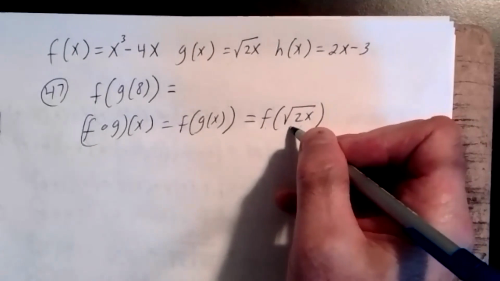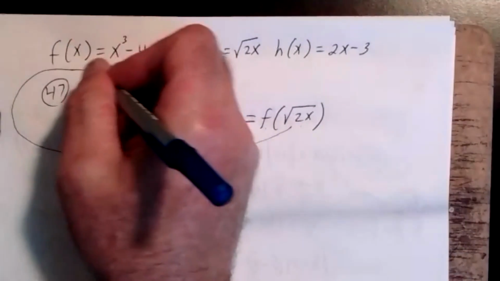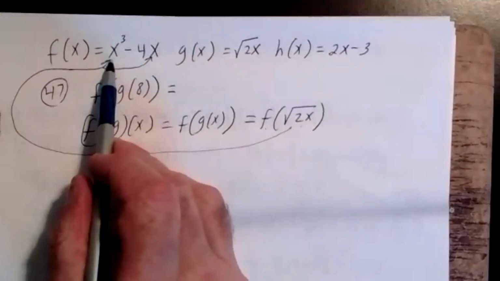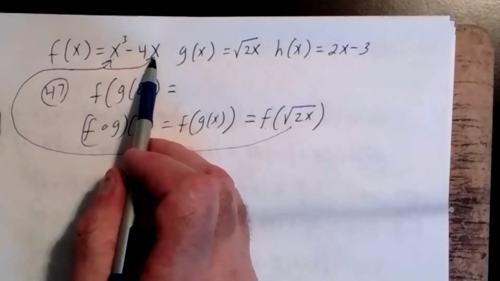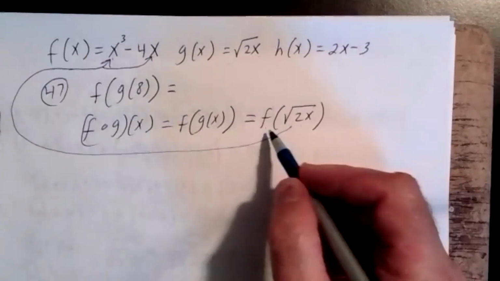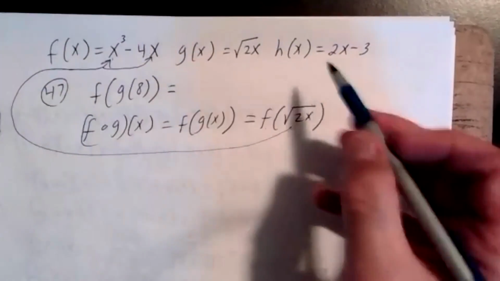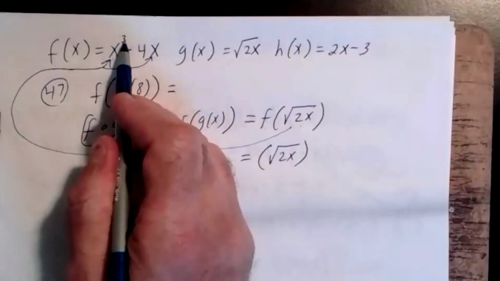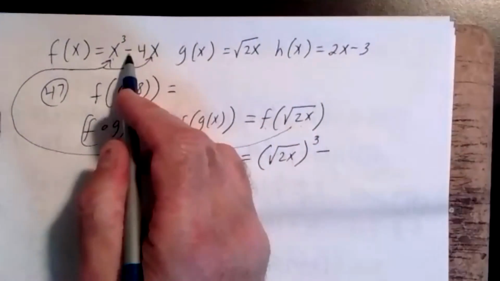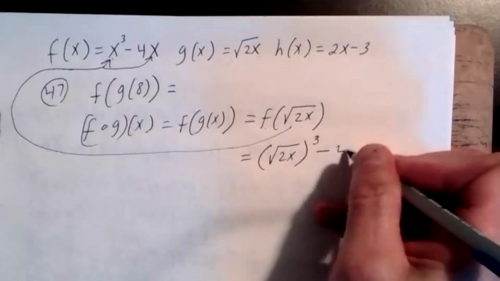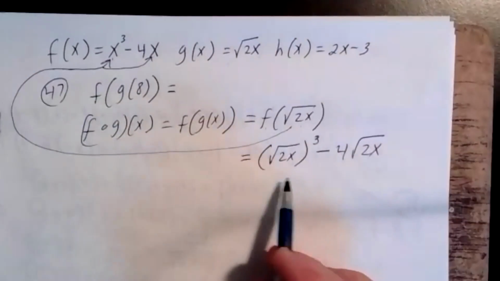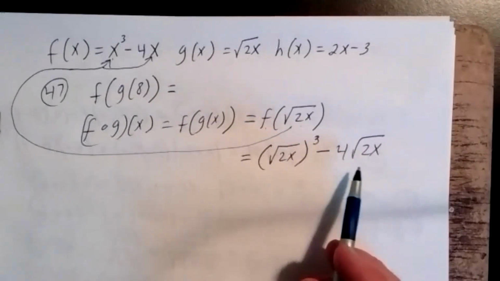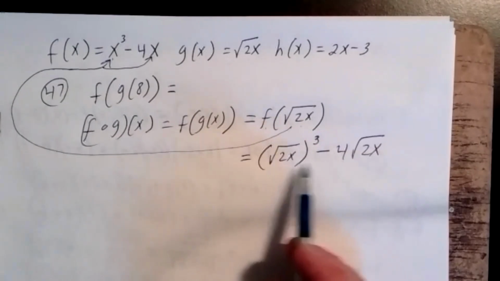So we take this square root of 2x, and wherever we see x in the definition for function f, we replace it with the square root of 2x. Square root of 2x goes in here, and the square root of 2x goes in here. So f evaluated at the square root of 2x is going to be equal to the square root of 2x cubed minus 4 times the square root of 2x. That's your brand new function called f composed with g of x.